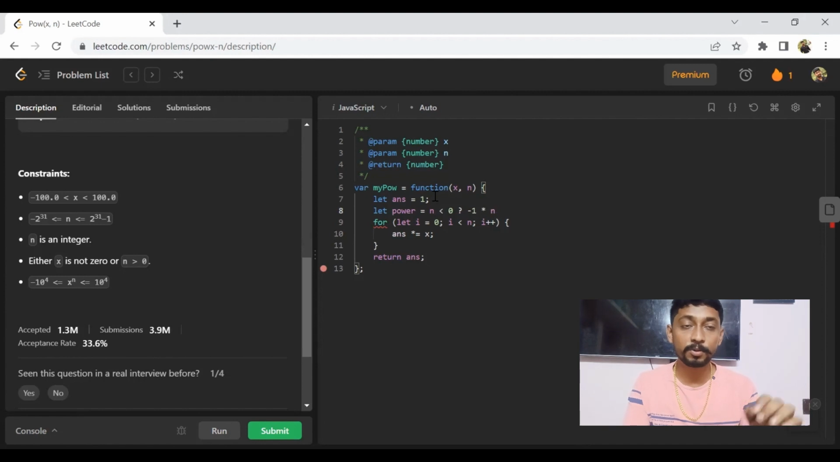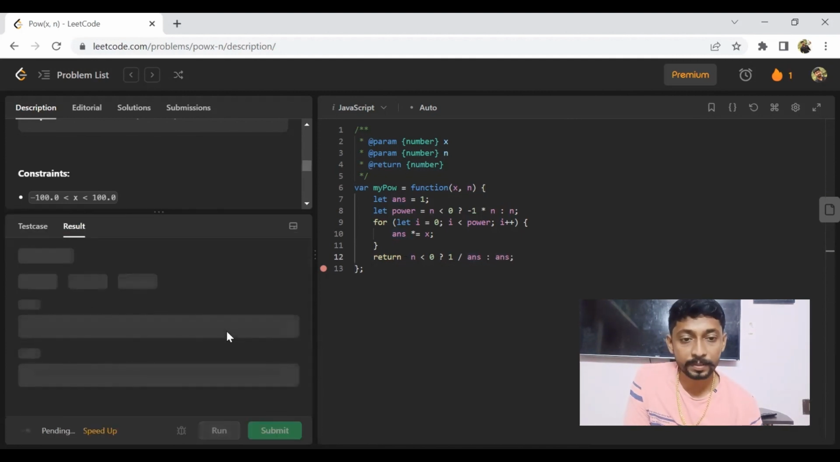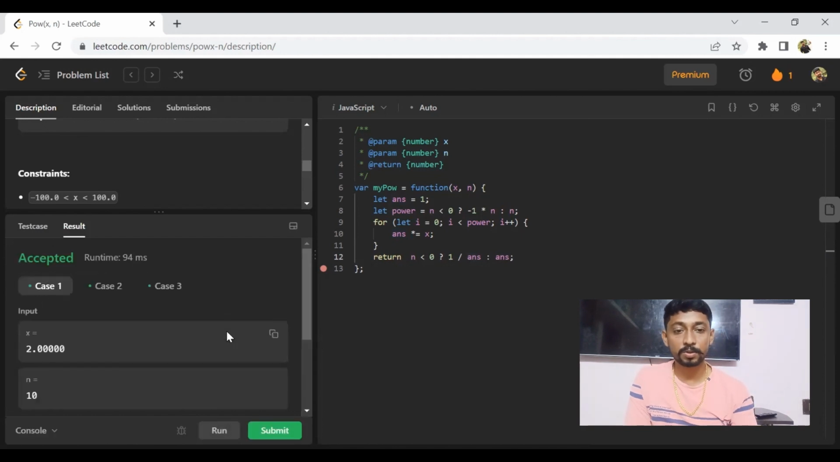So definitely you are able to iterate. Okay, so in that case, now I have a power value variable, iterate i until reaching the power. Then finally check: what about n? If n is less than 0, simply divide 1 by the answer, otherwise simply return the answer. So if you run this test case, definitely everything will get passed, because we are handling both positive integers as well as negative integers.